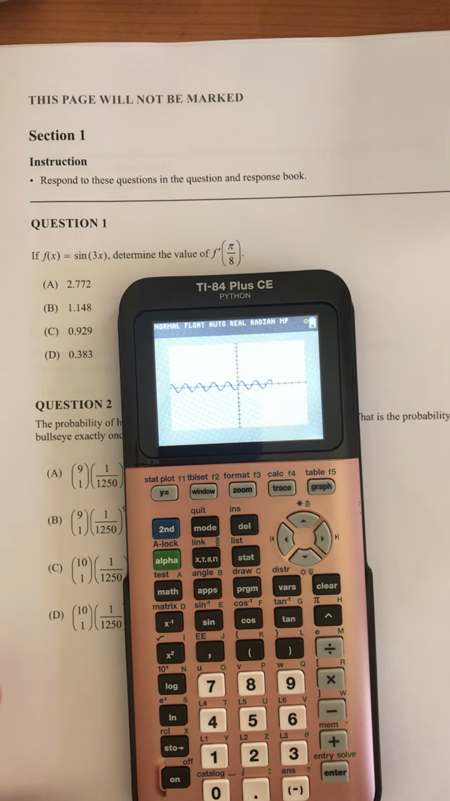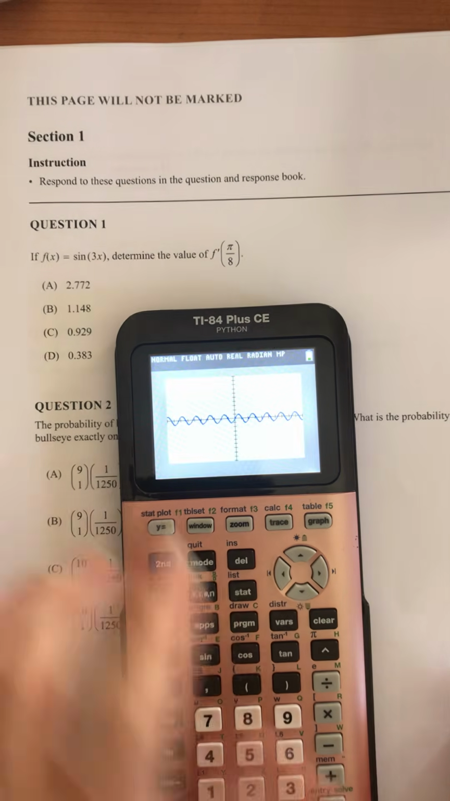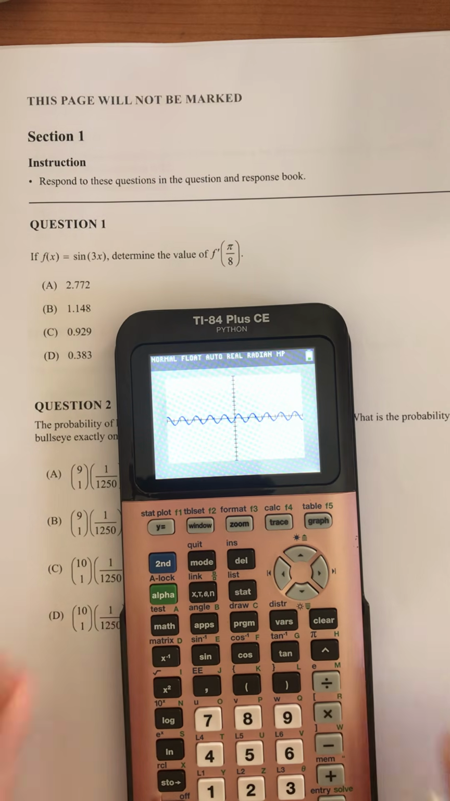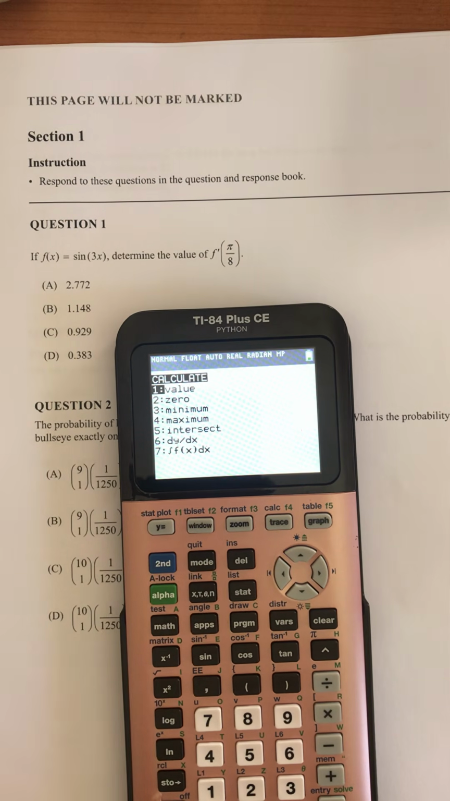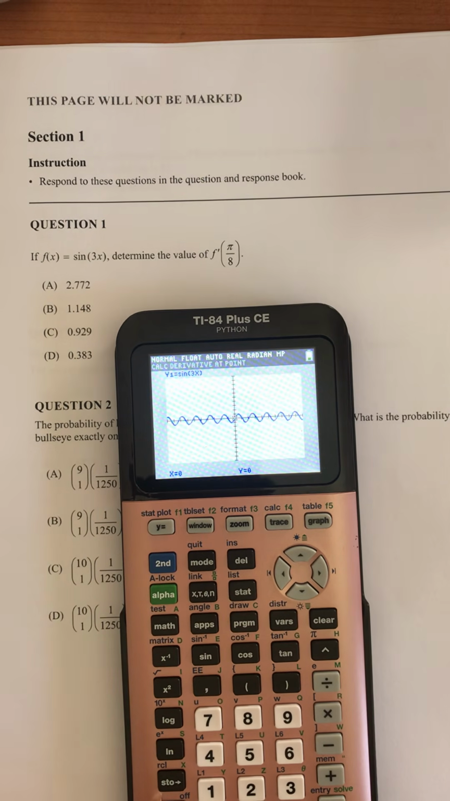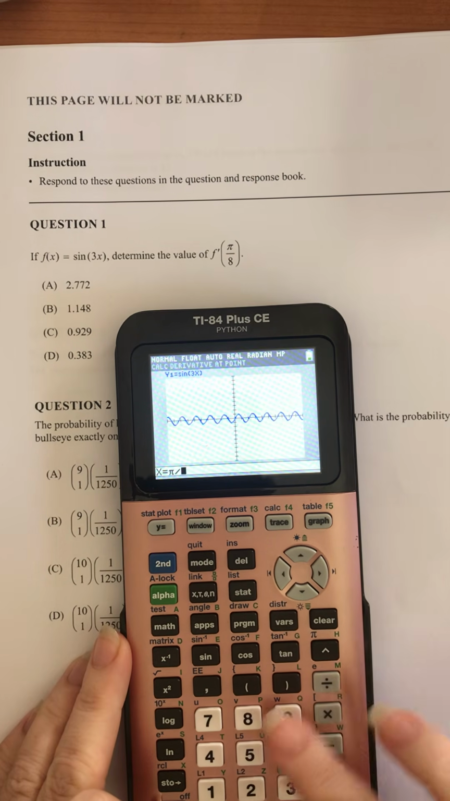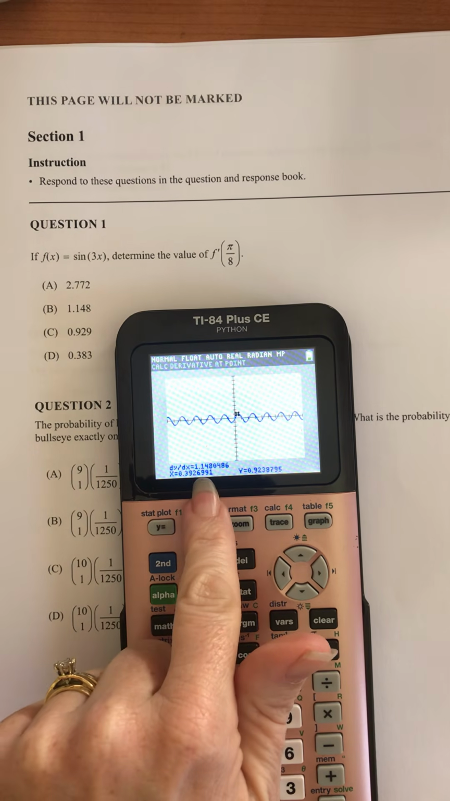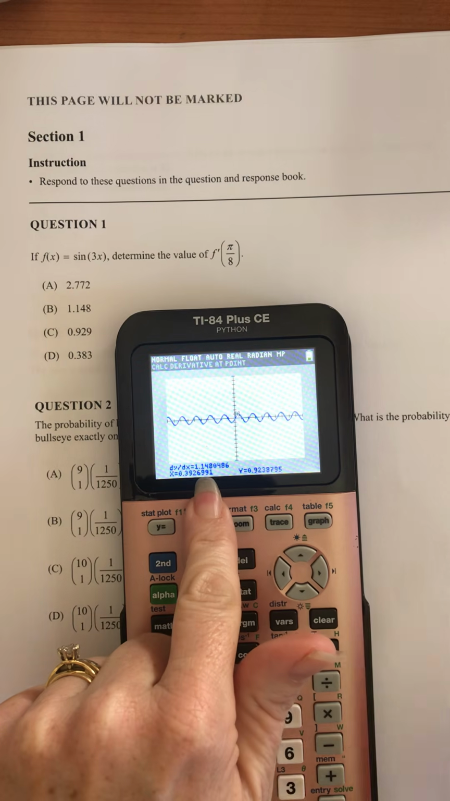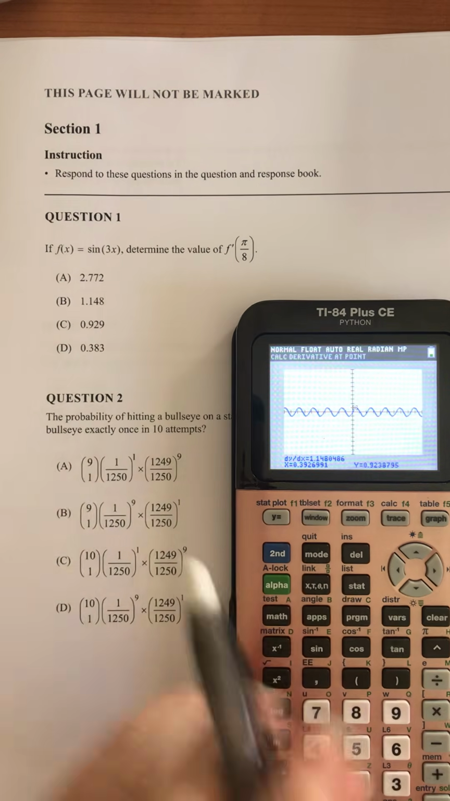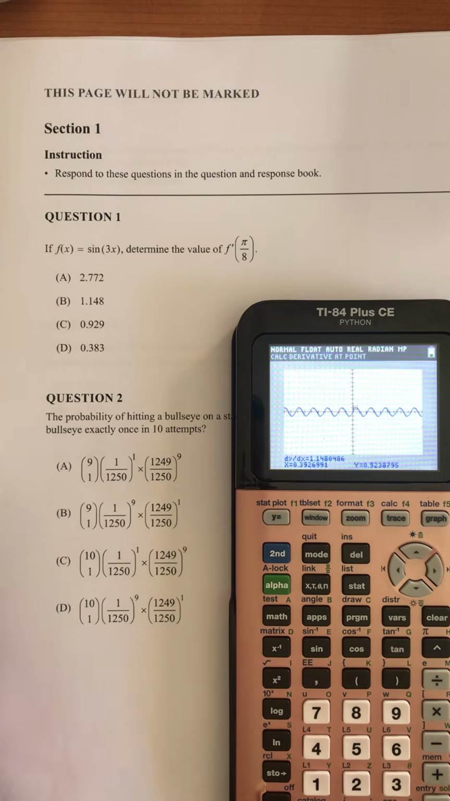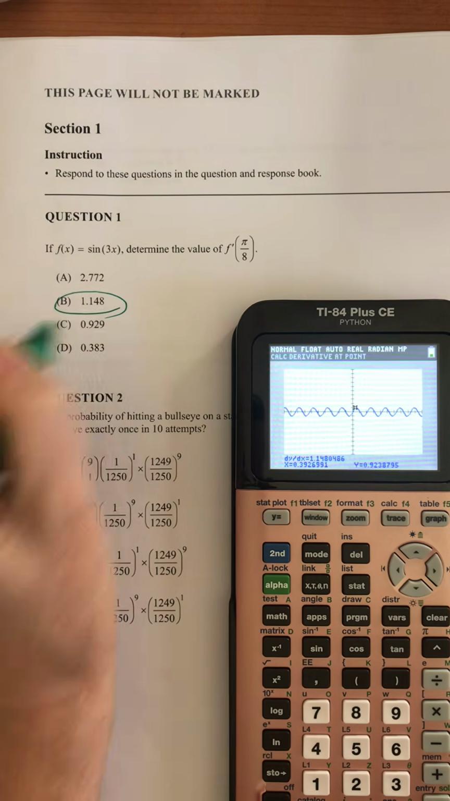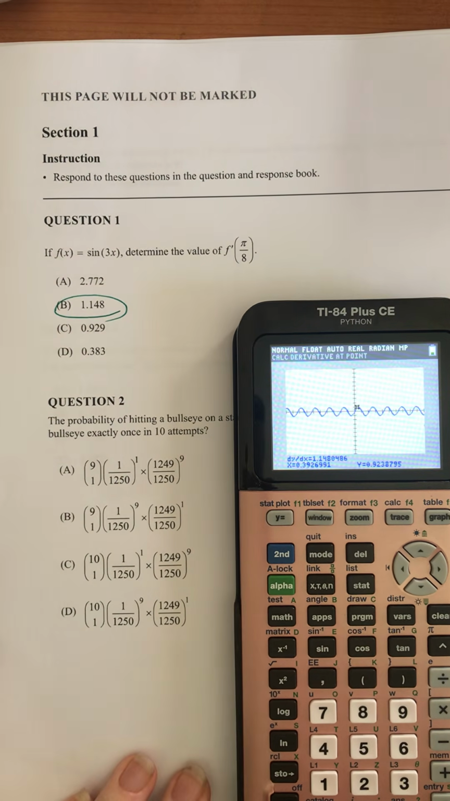And there's my graph. I just need to make sure I have the pi on 8 visible on there. So then I'm going to use my second trace. I'm going to use the derivative there because this is Tech Active and it's multi-choice, so I may as well do it as quickly as possible. And I just want to find out when x is equal to pi on 8. And up here I can see that it is equal to 1.1480486. So I look at my multi-choice, and so that means it's going to be B, 1.148 is my answer.